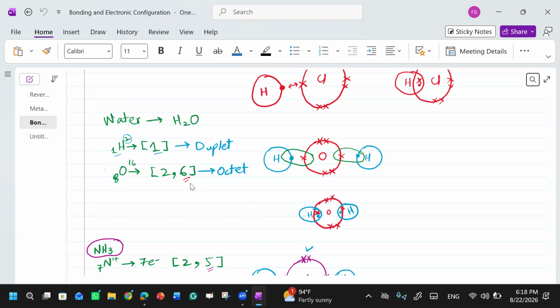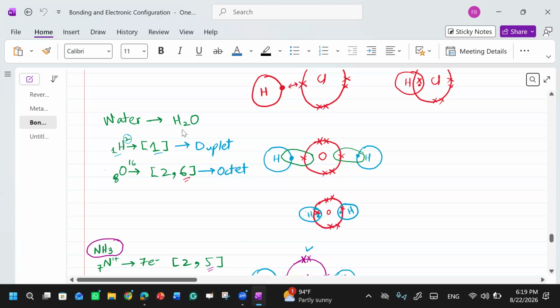And what about hydrogen? What is the best possibility for hydrogen? It can share one electron, so it makes 2 for the duplet. So we have water.